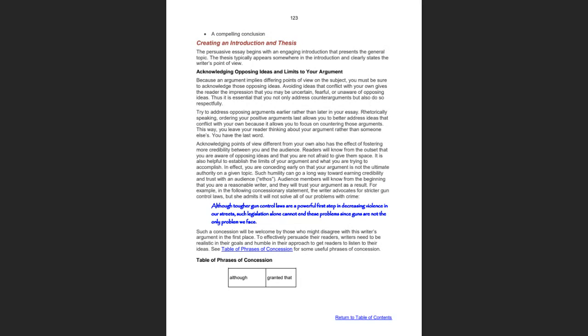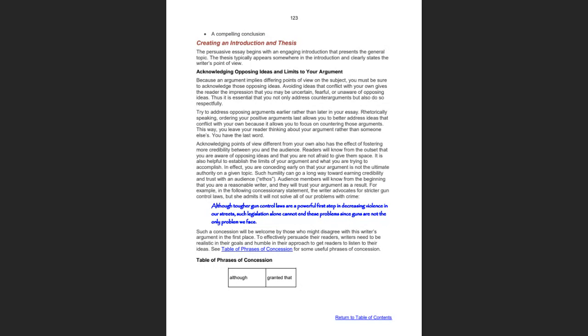Avoiding ideas that conflict with your own gives the reader the impression that you may be uncertain, fearful, or unaware of opposing ideas. It's amazing how many people are unaware of opposing ideas, right? Thus, it is essential that you not only address counter arguments, but you also do so respectfully. This is another thing that's been lost today.